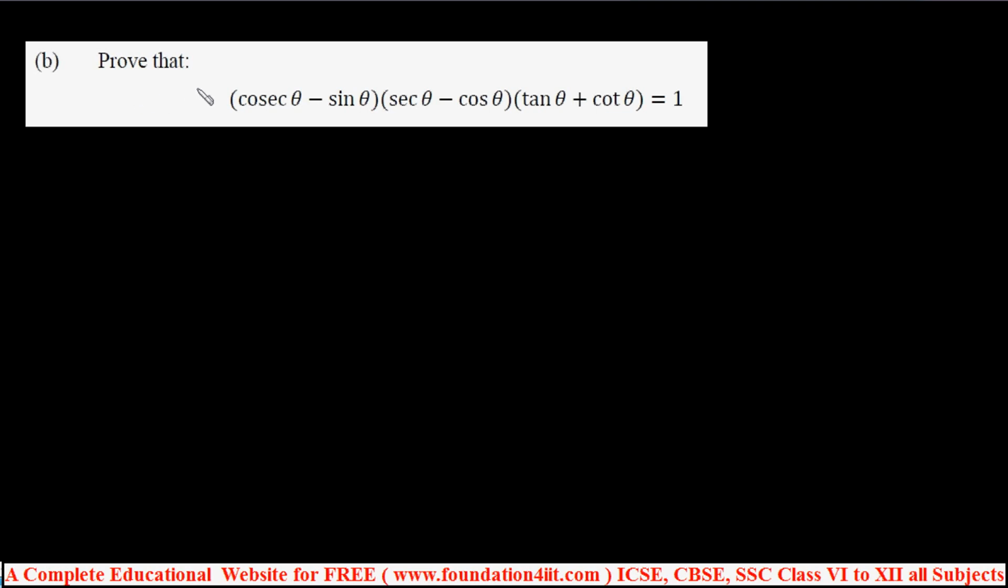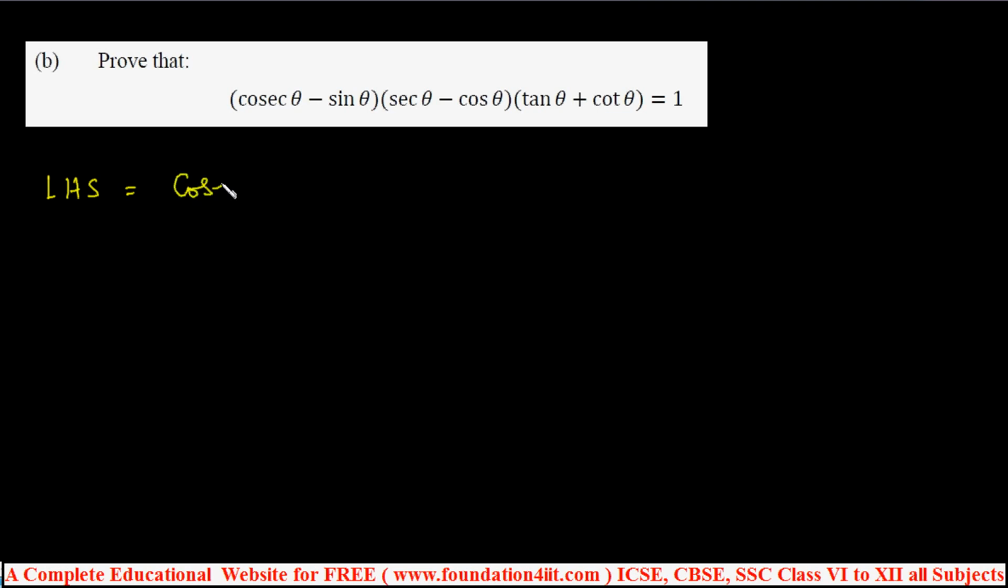In this question, prove that (cosec theta minus sin theta) into (sec theta minus cos theta) into (tan theta plus cot theta) is equal to 1. So here is the LHS. Take the left hand side. Cosec and sec, tan and cot we will convert in terms of sin and cos with the formula.